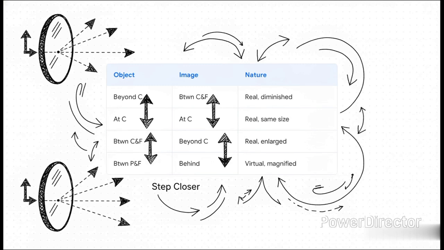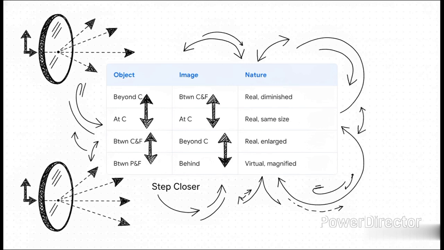But step a little closer, right at C in case 2, and the image stays upside down, but suddenly it's the exact same size as the object. Take another step in, case 3, between C and F, and boom, that upside down reflection is now heavily enlarged. Now skip all the way down to case 5 at the very bottom. If you step right up close between the pole and the focus, the physics flip completely.